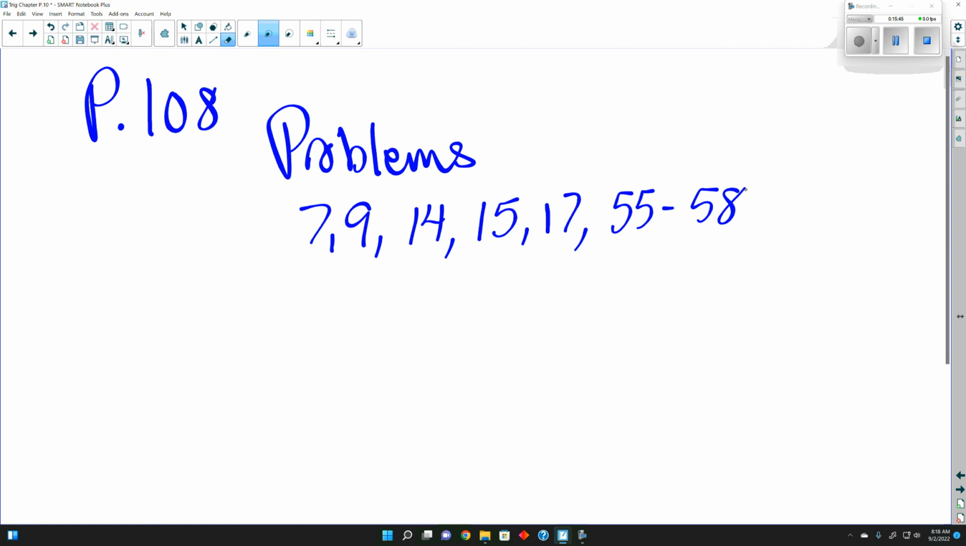Determine if 55 through 58 have an inverse. If it does, find it. If it doesn't, just state it doesn't have an inverse.